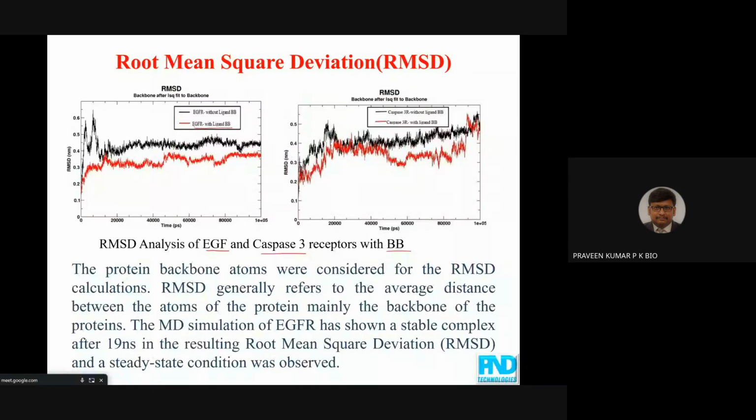Because the RMSD with ligand is less when compared to the protein alone, we can tell our ligand is binding stably with the receptor. So this is how we can conclude the result. How to check whether the ligand is binding stably? By checking the ligand receptor complex and checking the receptor alone, without binding with ligand. Similarly, we tried with caspase-3. Even in caspase-3, we got this kind of result.